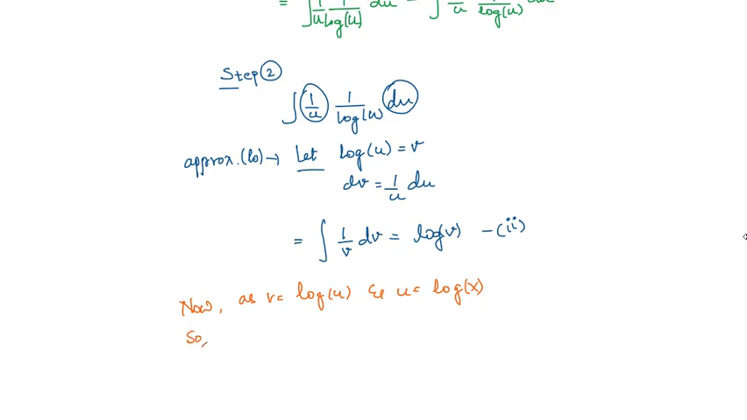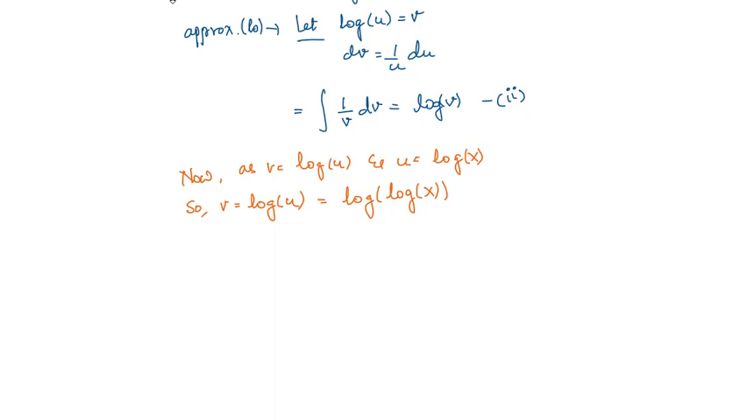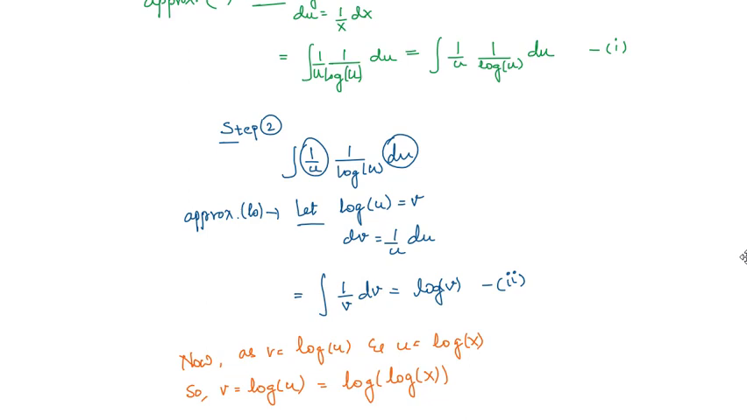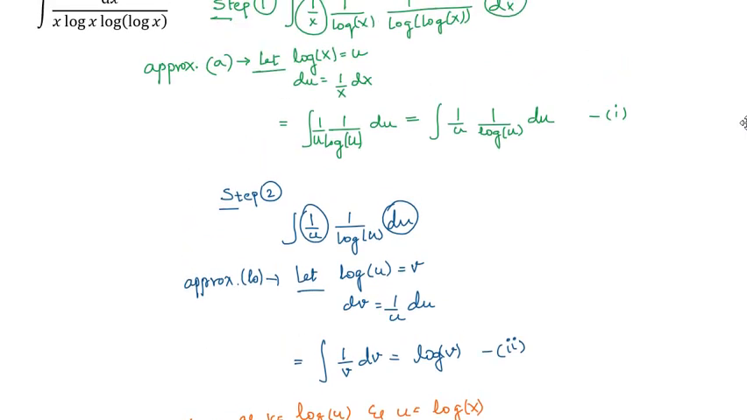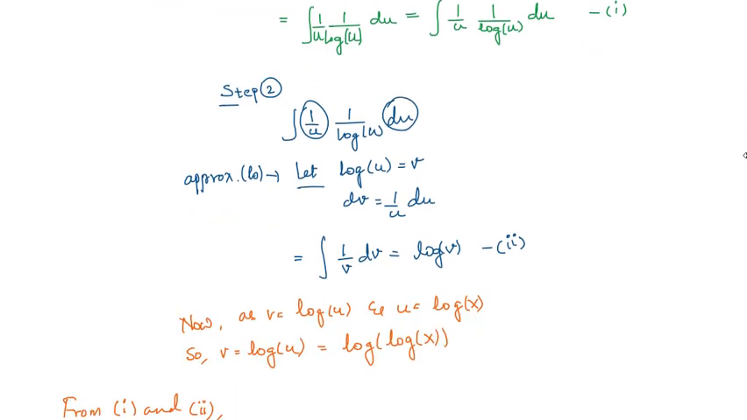So v is equal to log of u, and because u is equal to log of x, v is equal to log of x, right? But what is the answer to the question? What do we get from 1 and 2? We get this approximation right here. This is the first part of the question and this is the second part of the question.